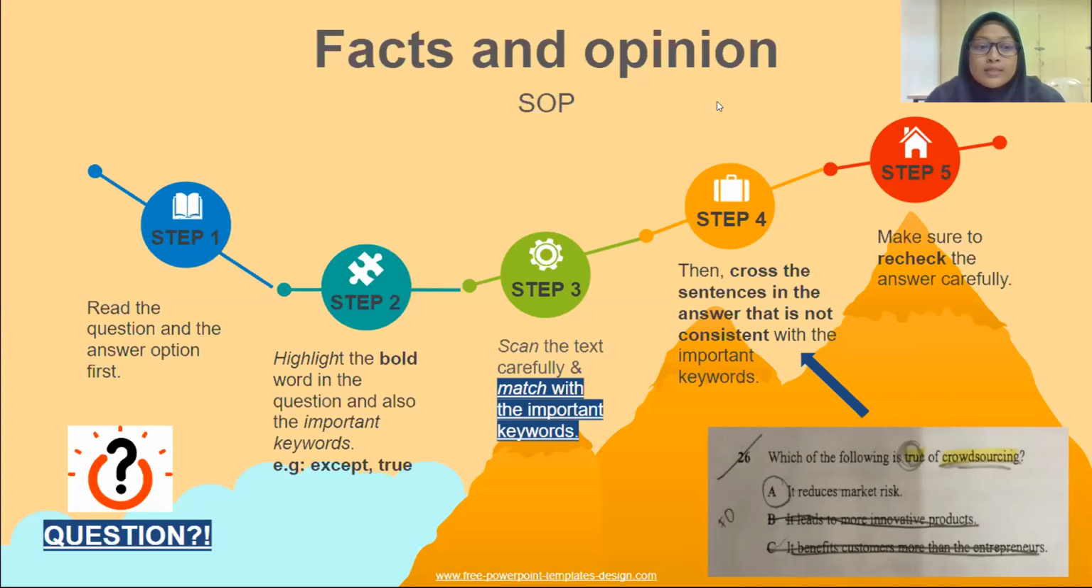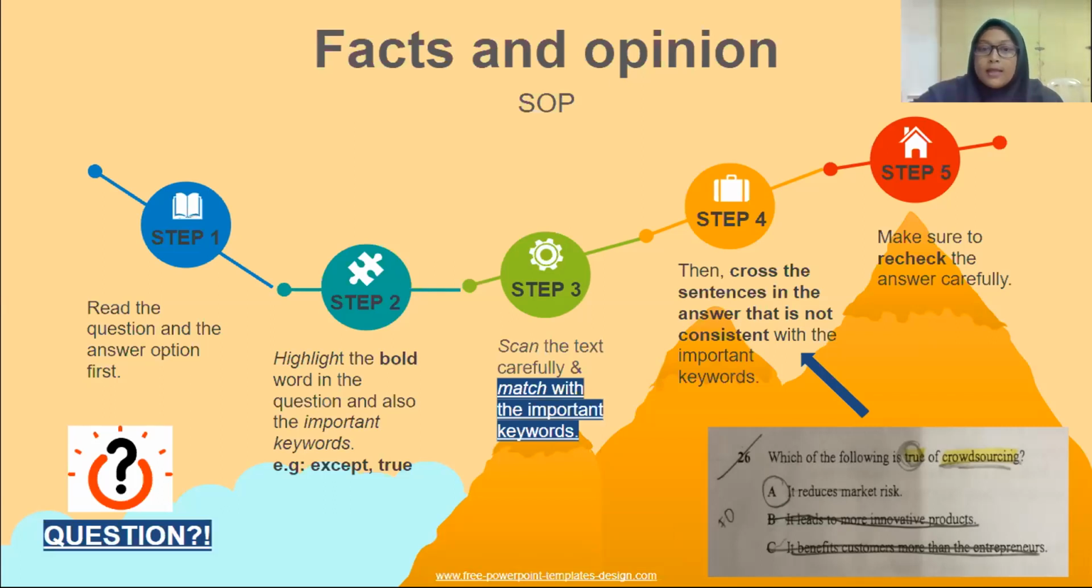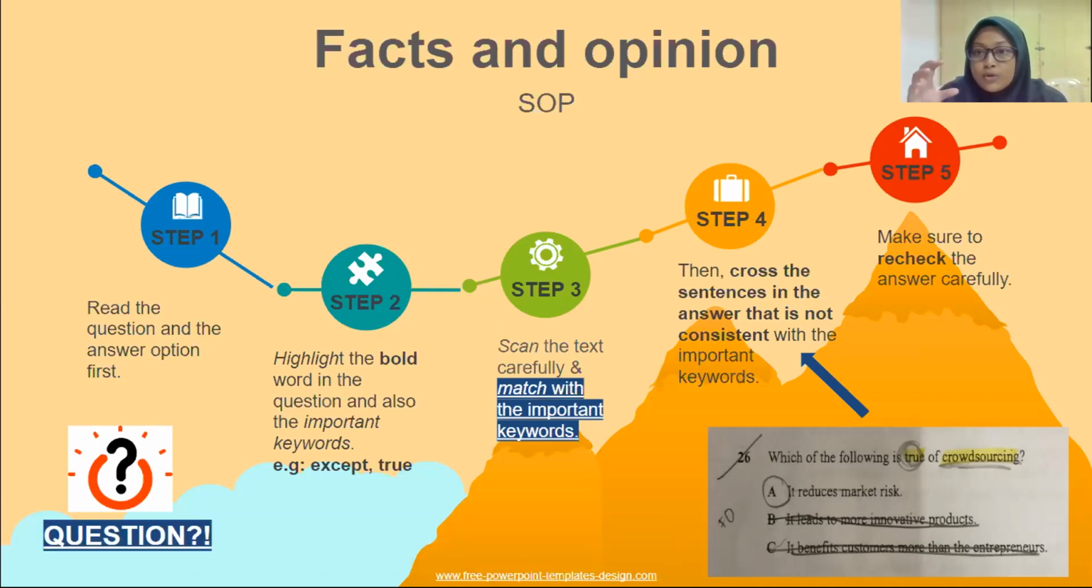So step 1 is you have to read the question and the answer options first, understand the question. Step 2 is highlight the bold word in the question, which is "except" and "true", and also the important keywords such as "what". And then step 3 is scan the text carefully. By the way, if the question requires you to look at a particular paragraph, you have to scan that paragraph and match it with the important keywords.